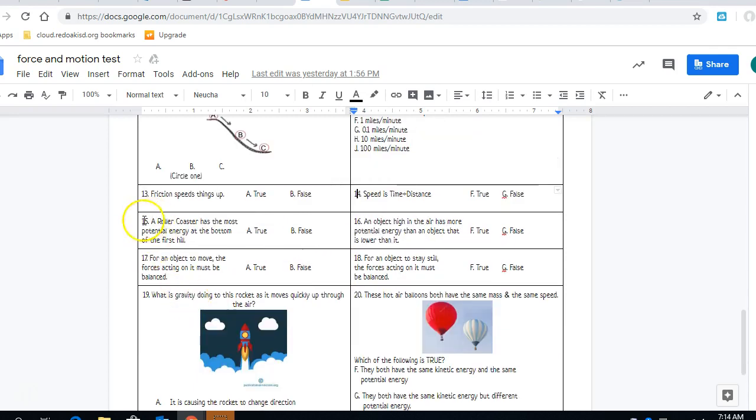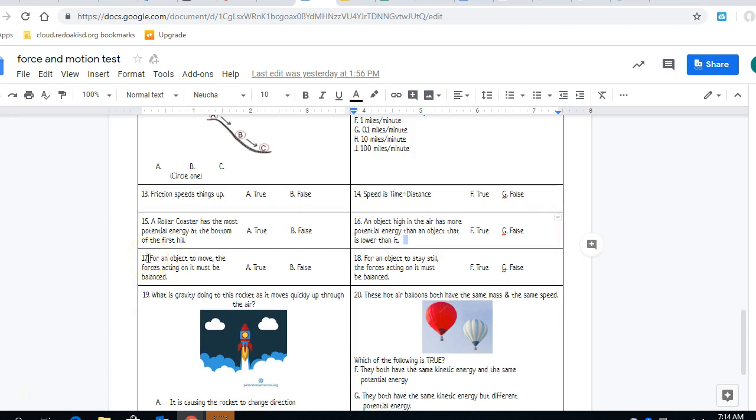All right, 15. A roller coaster has the most potential energy at the bottom of the first hill. Is that true or false? Number 16. An object high in the air has more potential energy than an object that is lower than it. Is that true or false?